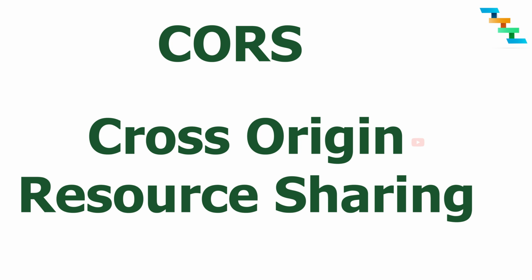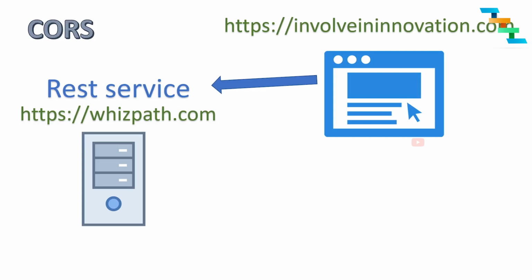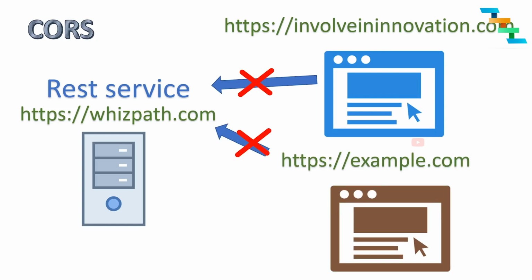CORS is cross-origin resource sharing. Cross-origin resource sharing is very important when you are creating endpoints in a different domain or different host, and you are creating your UI in a different domain. Let's take this example. Let's say we have deployed a REST service in withpath.com. Here withpath.com is the domain, and if you try to access it from involvedinnovation.com, which is another domain, and you don't have cross-origin resource sharing enabled, then you can't access that REST service from a domain other than withpath.com.